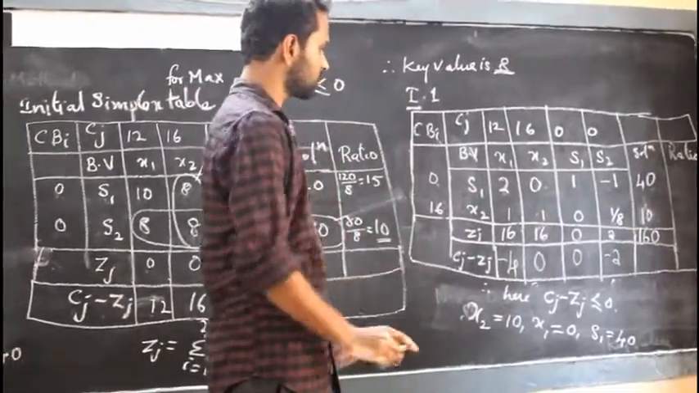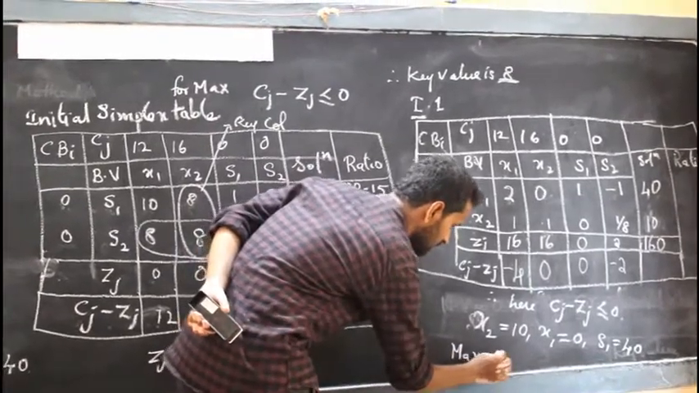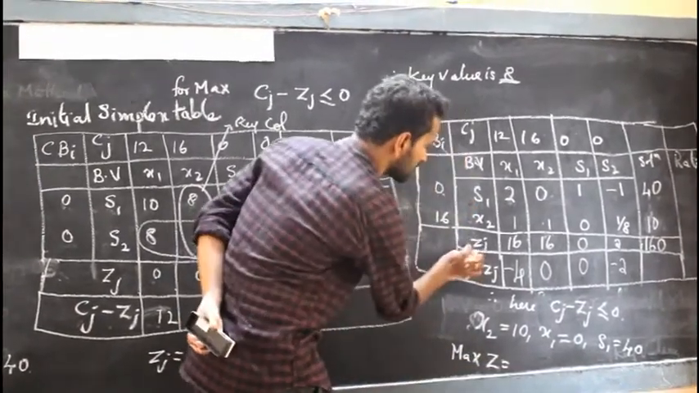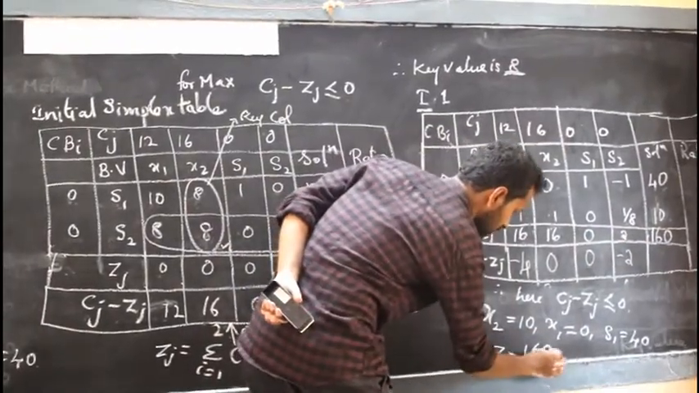So now the complete solution, Z. We need to maximize Z, maximization of Z. Look at it. The Z value is 160. The solution is 160.